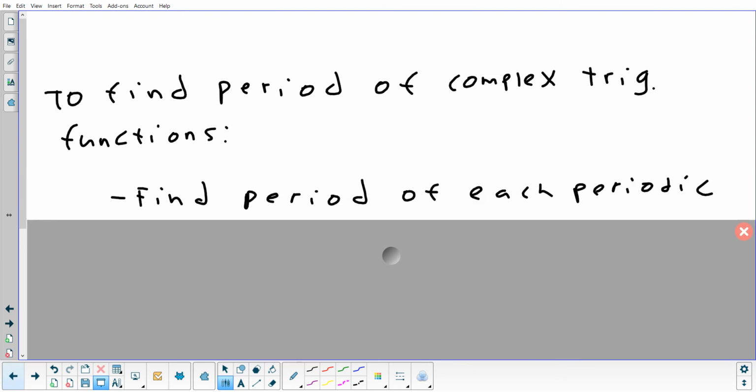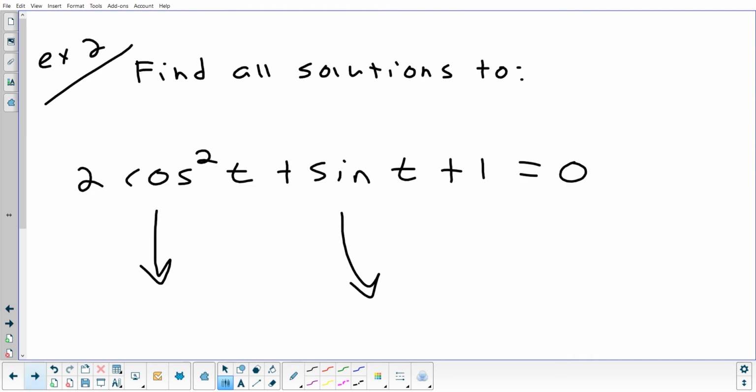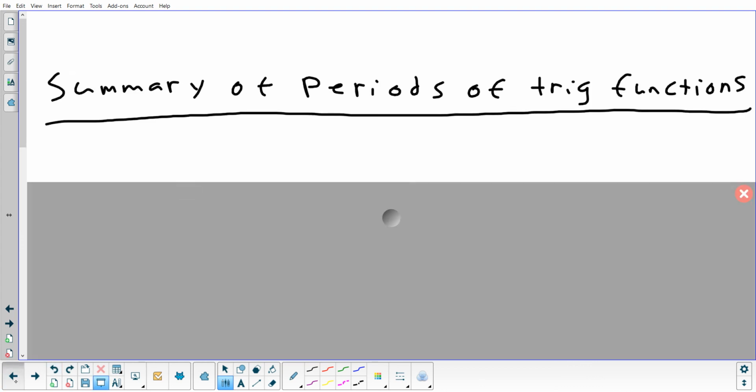So how do you find the period of a more complicated trig equation again? What I would consider to be a complex trig equation would be something where you have multiple trig terms, like a cosine and a sine. And you're also raising it to a power. We've never done that. So what does raising it to a power do to the period? We'll see.